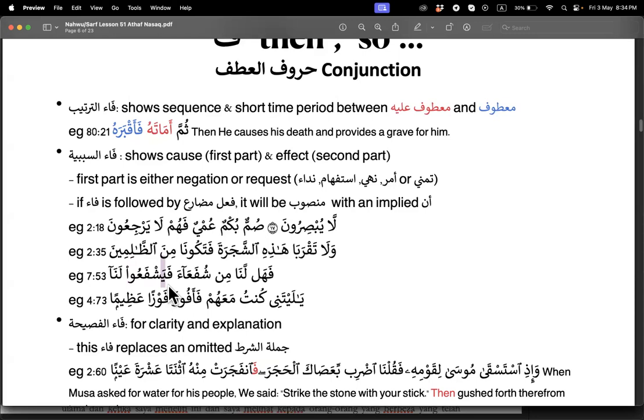Sorry? What do we have before that makes this fa sababiyah? What's the cause part? This was negation. This was nahi. What do we have here? Fahalana. What kind of word is that? What is hal? This one is istifham. Yes, this is istifham. Okay.